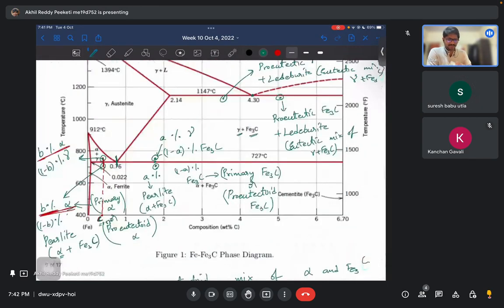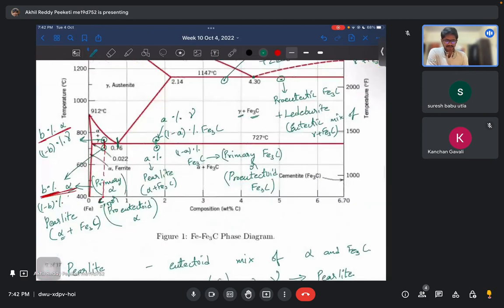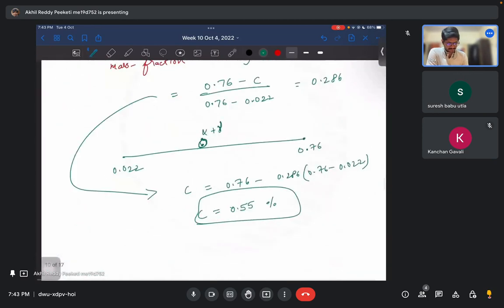So basically, if the question is asked in a reverse way, at 0.5% of carbon content, how much would be the pro-eutectoid alpha and how much would be the cementite or pearlite? So we have one more question. I think you will get better clarity there. And last week also, I think we have similar questions.